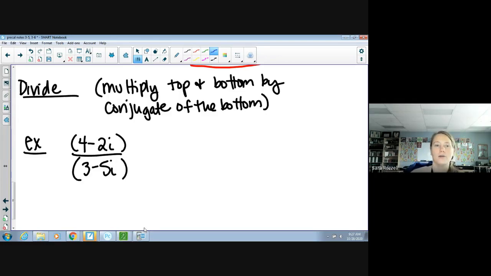I have to look at my denominator, which is 3 minus 5i, and I'm going to figure out what the conjugate is. And if you forgot, the conjugate just changes the sign of the i term. So this was a -5i. Now it's going to become a +5i. We don't do anything with a real. It's just the i term that we're going to change the sign of. So our conjugate is going to be 3 plus 5i, and we'll multiply that on the top and the bottom.